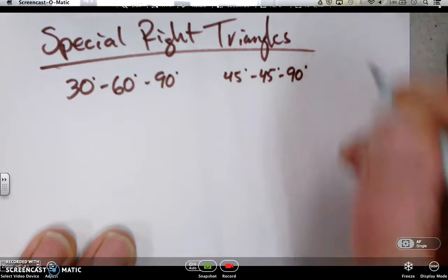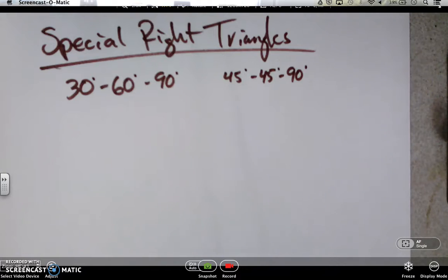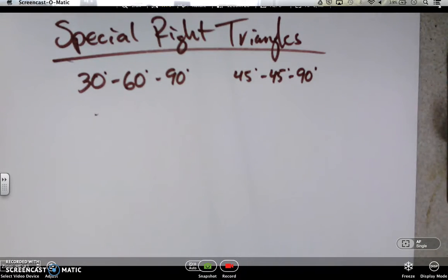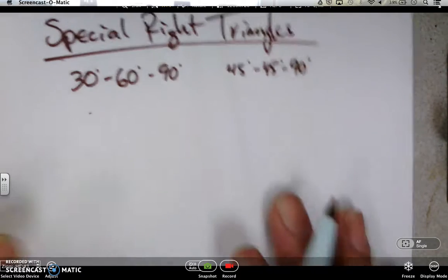We're going to be talking about two incredibly important right triangles, the 30, 60, 90 and the 45, 45, 90. We're going to talk about why we chose those ones as being the specials instead of like a 20, 70, 90 or something else. So why are they special? And then how do you learn them without memorization?